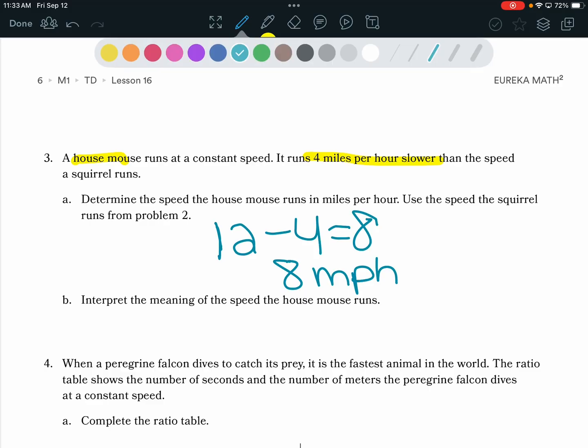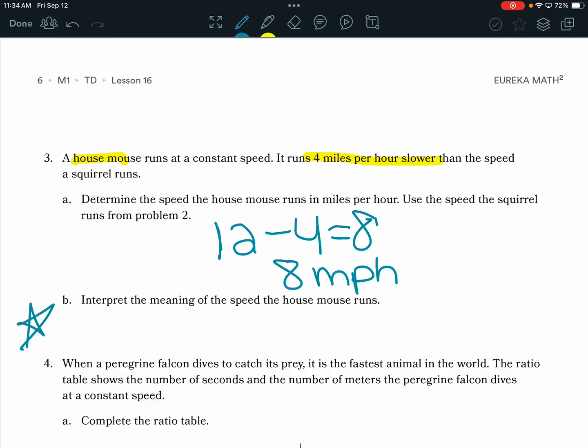This right here is part of your exit ticket. You have to know what this means. What does that mean? It means for every hour it goes, like the house mouse moves 8 miles, right?